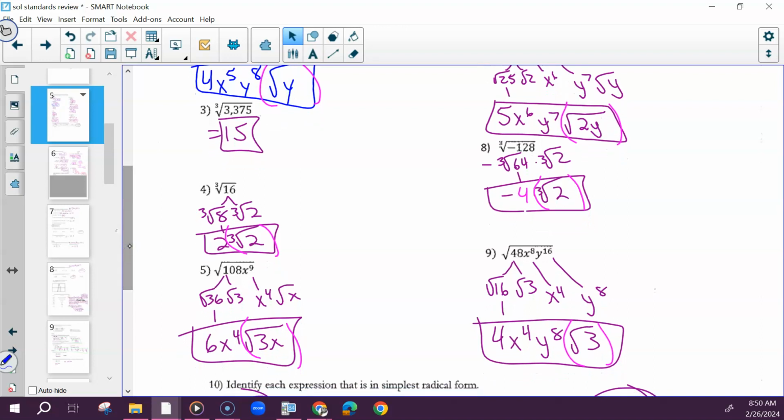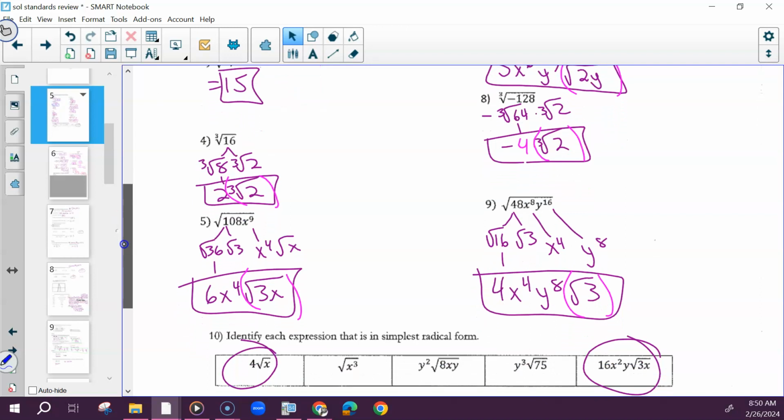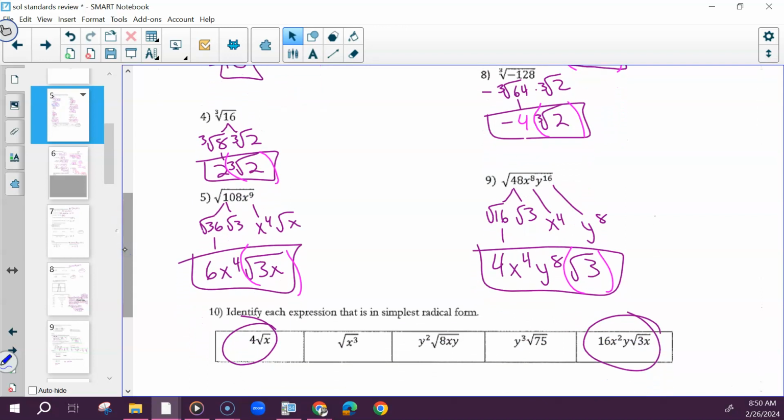5 was 6x to the 4th times the square root of 3x. 9 was 4x to the 4th, y to the 8th times the square root of 3. 10 was the first and the last, so circle those. Finish writing those, go on to the next page.